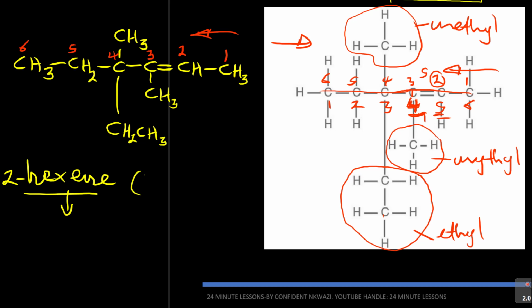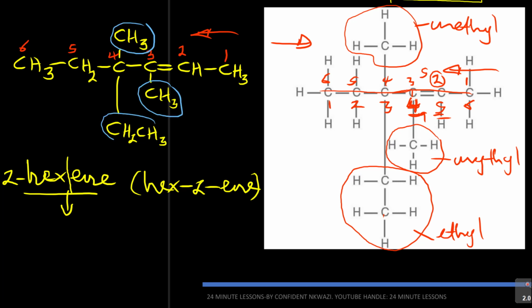Or I would have written hex hyphen 2 hyphen ene, because you are cutting it there, and then you're putting hyphen 2 hyphen. You see that? So now moving on, it's not complete again. It's hex-2-ene. Yes, it's fine, but I have branches. Look at the branches I'm having. I've got this branch, I've got that branch, and I've got this branch.